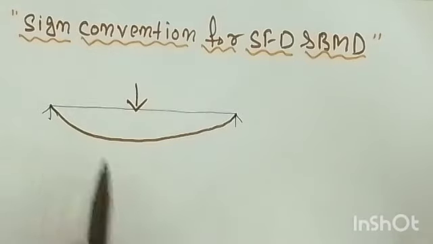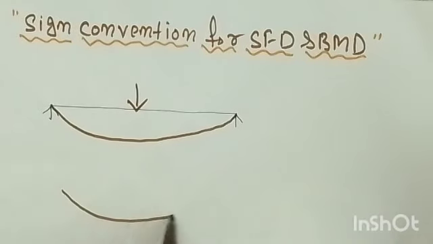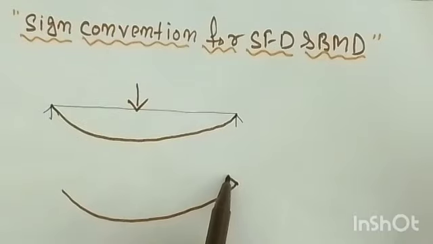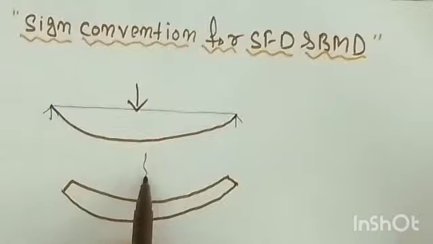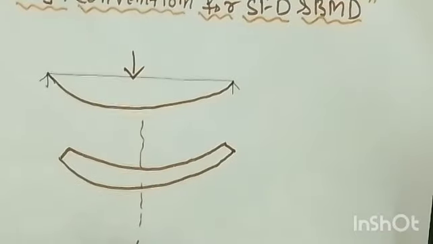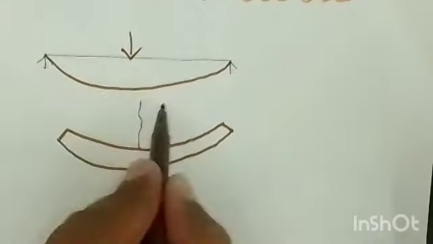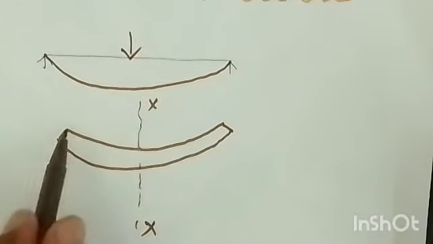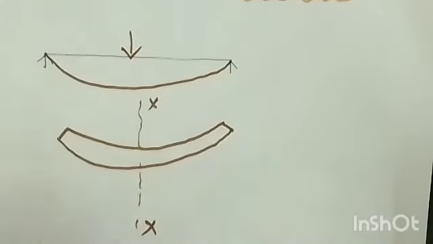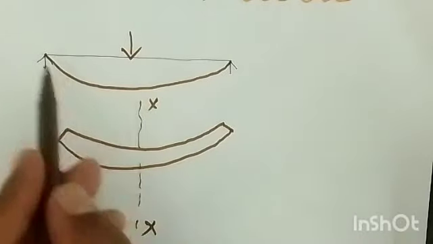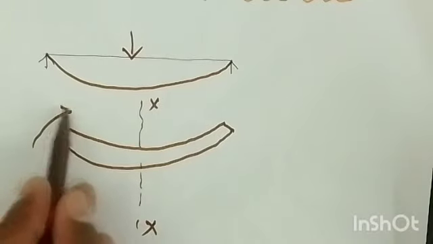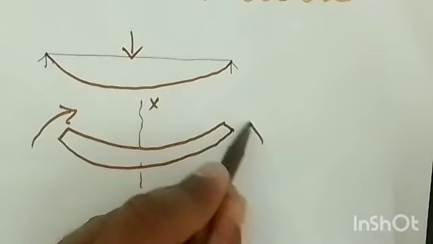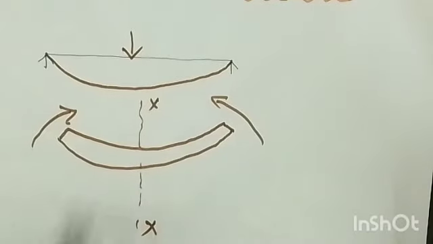If I draw it here, the bent portion of the beam will look like this. Is it or not? If you take one section, let's say this section is XX, right? This is the x-axis, this is your left hand section, and this is the right side section. Because of this load, as the beam is bent, if the rotation from the left hand side is clockwise, and from the right hand side the rotation is anti-clockwise, then that moment will be the positive bending moment.